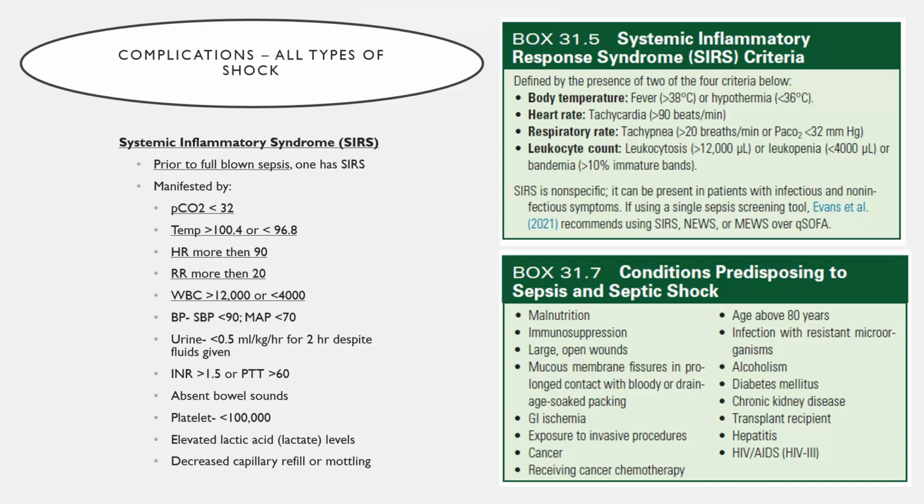So our criteria: body temp irregular, heart rate irregular, respiratory rate, heart rate and respiratory rate are high. Leukocyte count is either high or low.